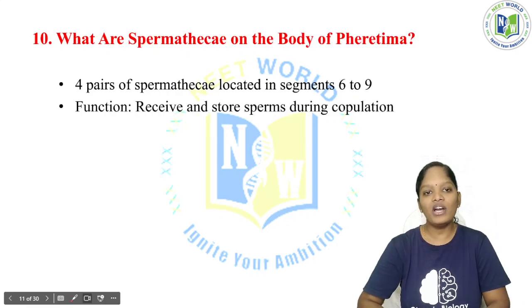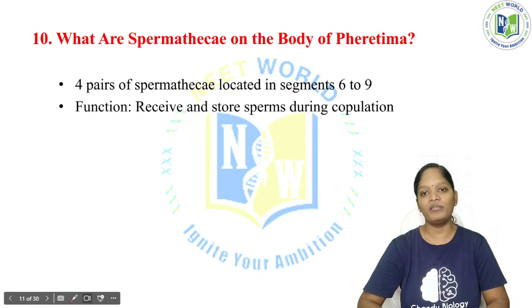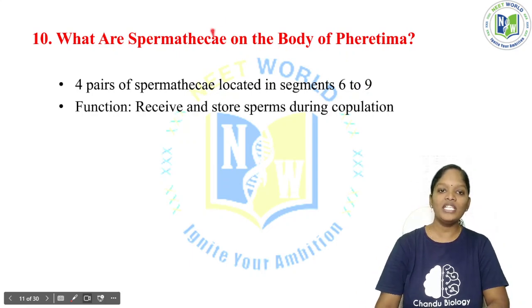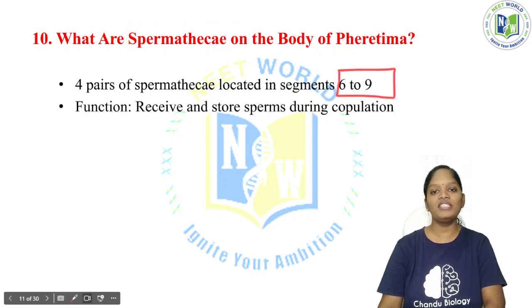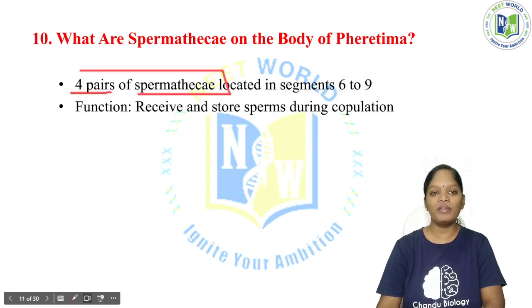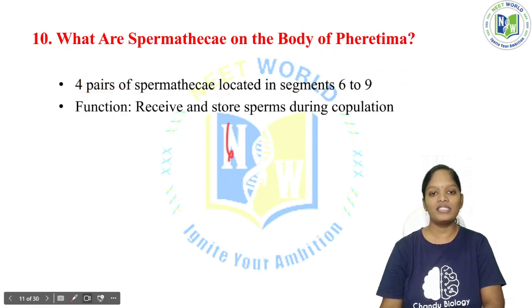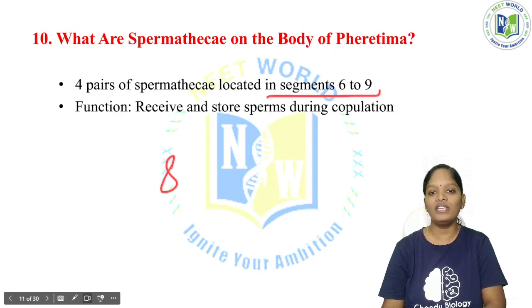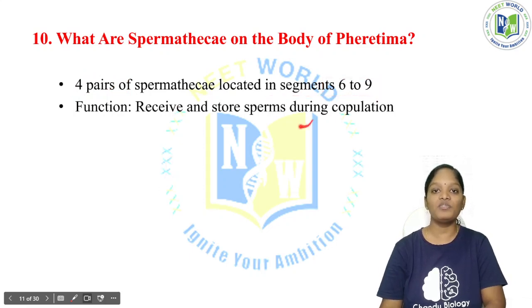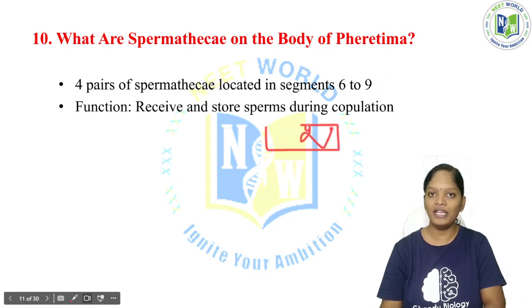Okay, so now what are spermathecae on the body of Pheretima? Okay, see here in Pheretima, what is meant by the spermathecae? From the 6th segment to the 9th segment, they have 4 pairs of spermathecae. Okay, 4 pairs, 6, 7, 8, 9. So 4 pairs, which means what? Totally 8 spermathecae. Okay, because they are asking about 4 pairs. They are saying 4 pairs, which means 8 spermathecae, located in the 6th segment to the 9th segment, which means each segment has 2 spermathecae.